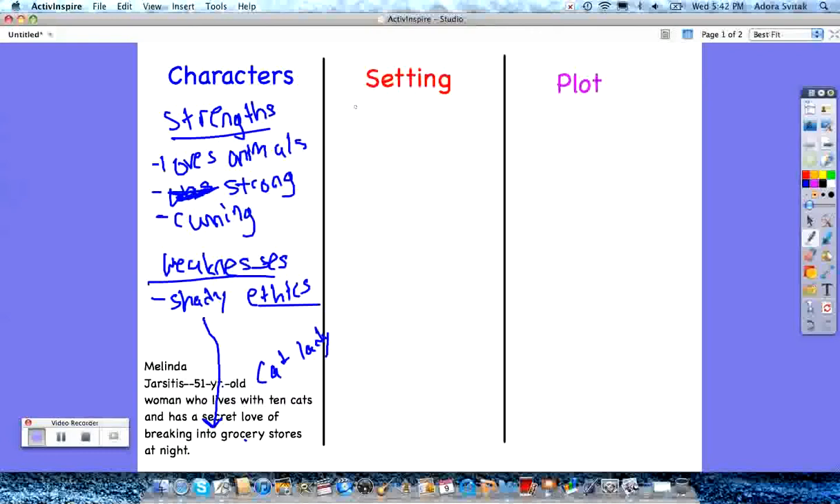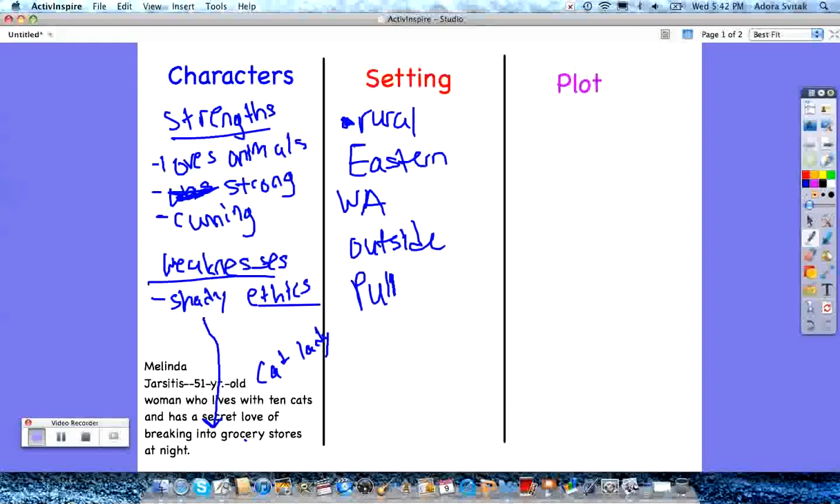So there we go, just some initial thoughts about this character. Setting. Let's say that the setting is in rural eastern Washington. It's an area I haven't been to too many times, once or twice. Let's say outside Pullman. For anyone who's actually from Washington, you'll know Pullman is sort of a university town.